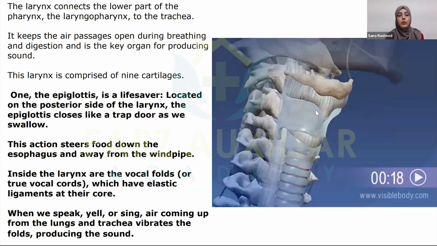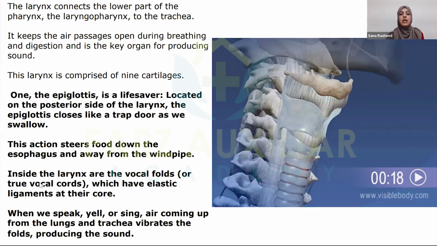Now, the larynx connects the lower part of the pharynx, the laryngopharynx, to the trachea. It keeps the air passages open during breathing and digestion and is a key organ for producing sound. The larynx itself has nine cartilages. So these are basically the cartilages of the larynx. Now, the epiglottis is a lifesaver. As I've told earlier, it is located on the posterior side of the larynx. The epiglottis closes like a trap door as we swallow. This steers food down the esophagus and away from the windpipe.